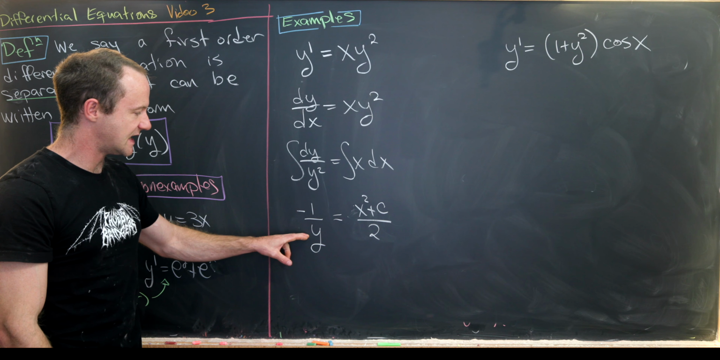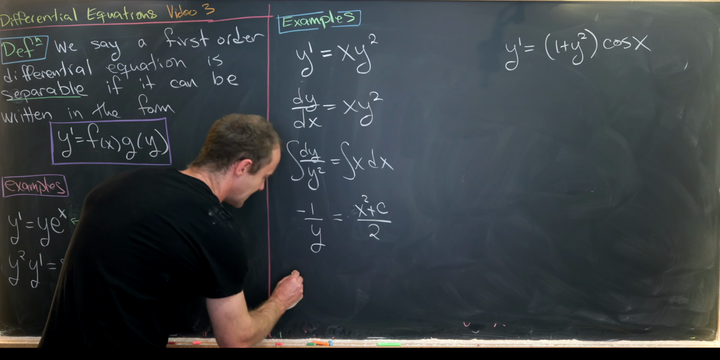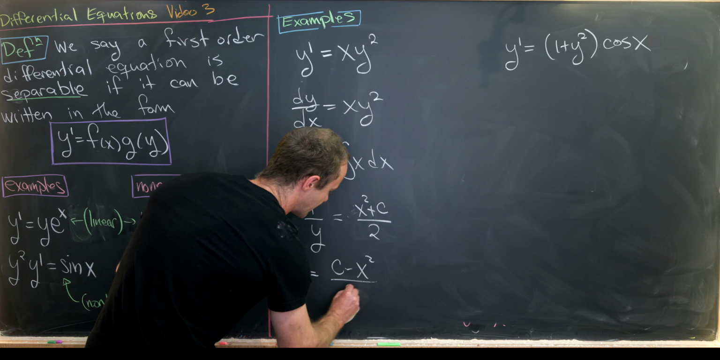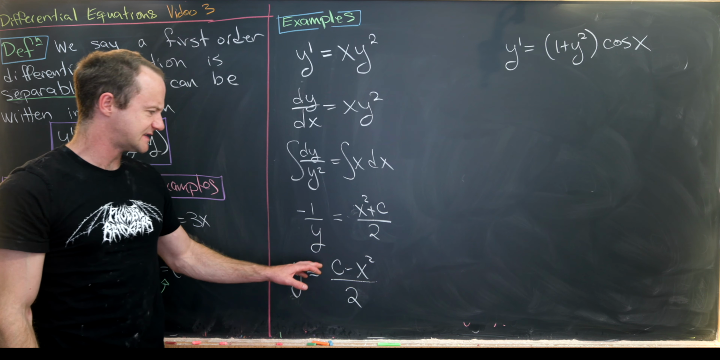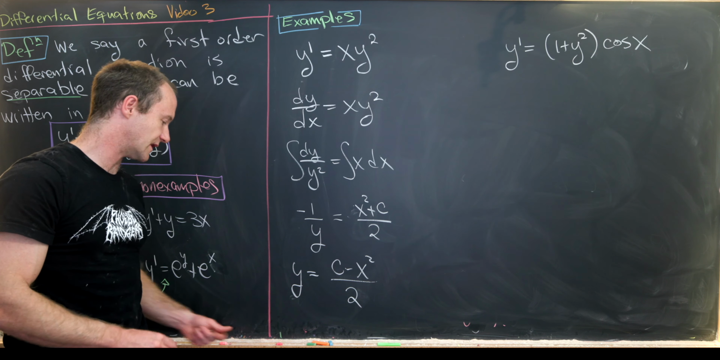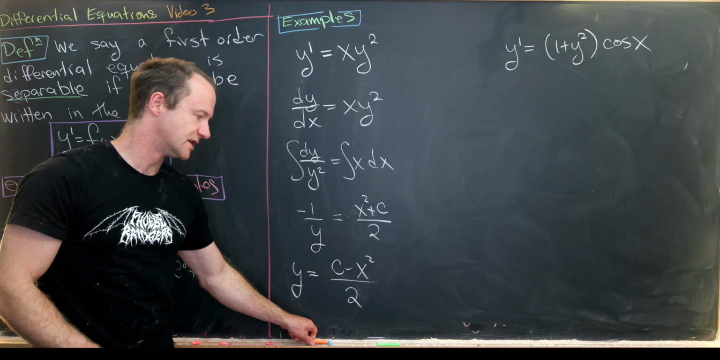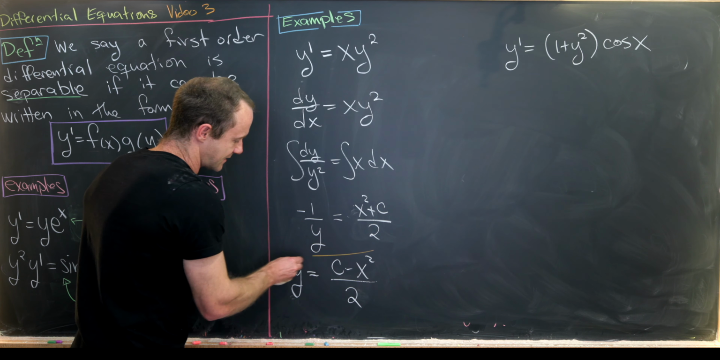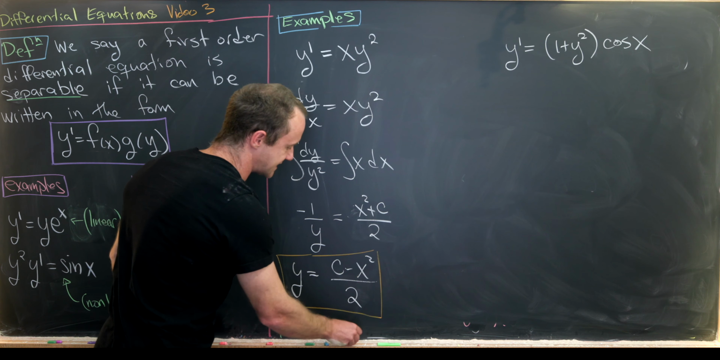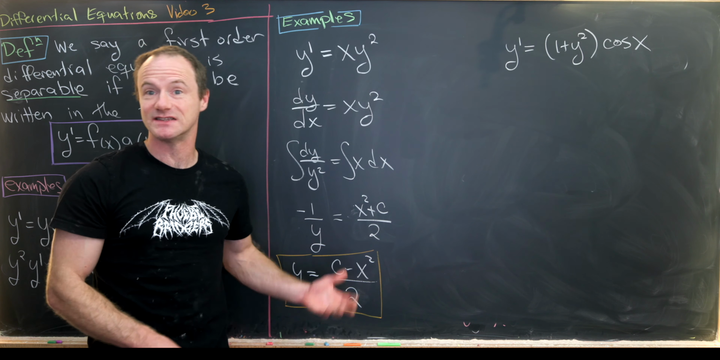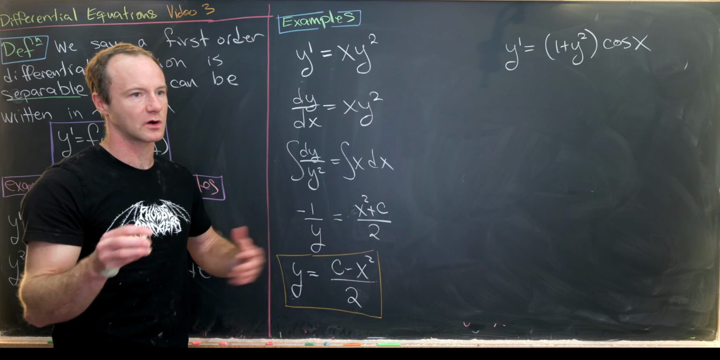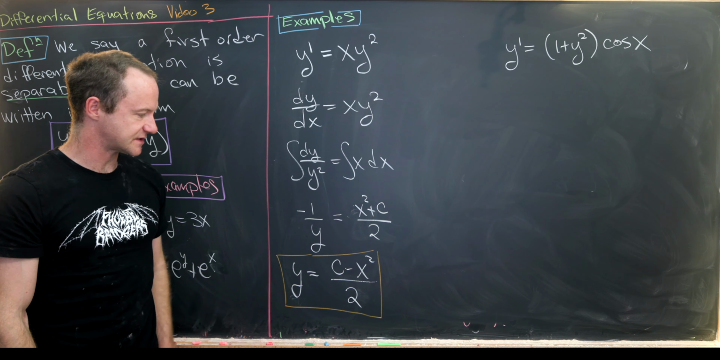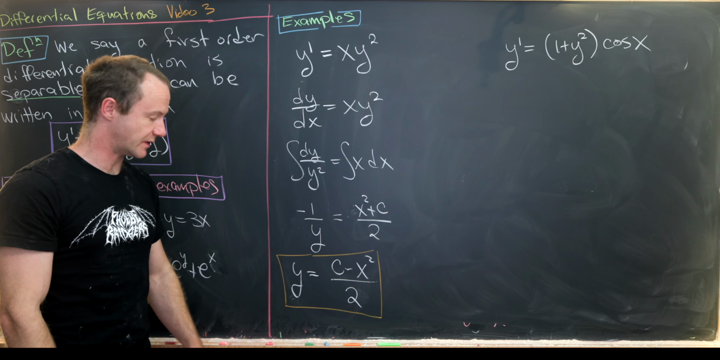Okay, now we can take the reciprocal and negate. That's going to give us y equals a constant minus x squared over 2. You might say, well, what about the minus sign in front of the c? Well, again, that's an arbitrary constant, so I'll just go ahead and absorb that into the constant. That's something that I'll do most of the time when dealing with constants in these differential equations, is absorb multiples of things into them as appropriate. Okay, so there's our solution for this differential equation.